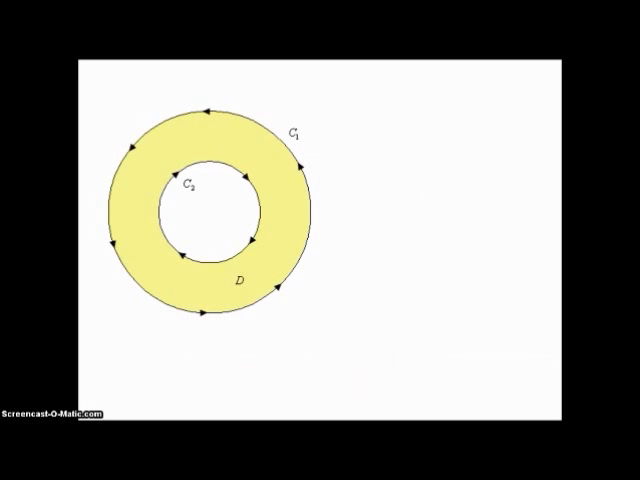Okay, now here's a region that has an inner boundary and an outer boundary, and you'll notice that the outer boundary goes counterclockwise, but the inner boundary goes clockwise. So you might think, well, can't do it then. Well, sometimes you can be very clever.